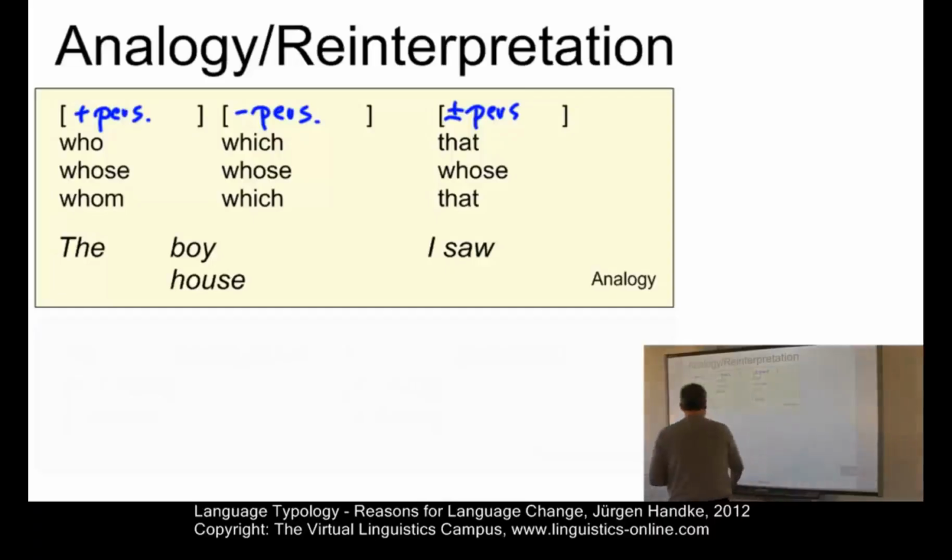So in relative clauses, like the boy and then relative pronoun I saw, we can use that in each case: the boy that I saw, the house that I saw. If we relate it to just a personal one, we have to say the boy who I saw and the house which I saw.